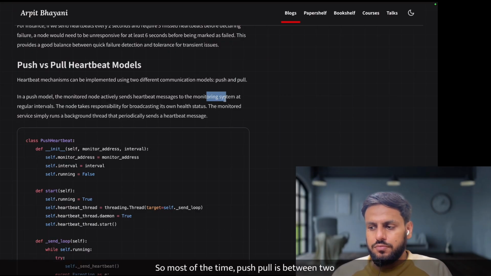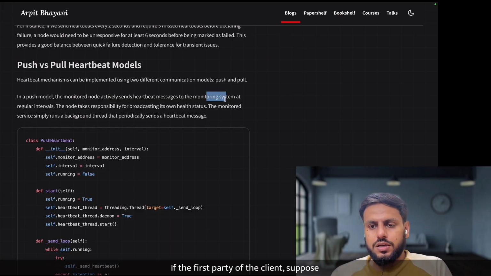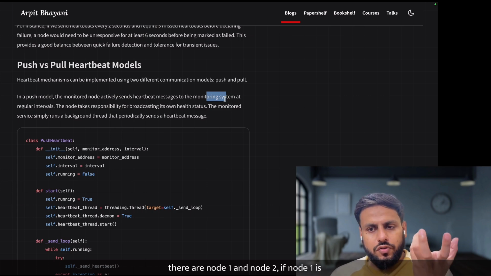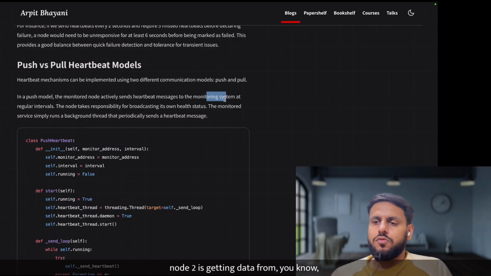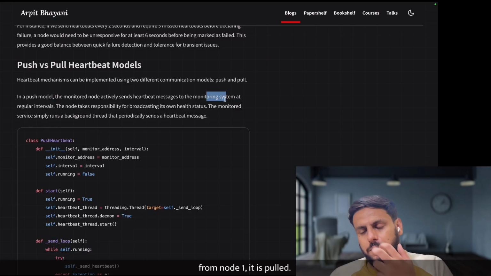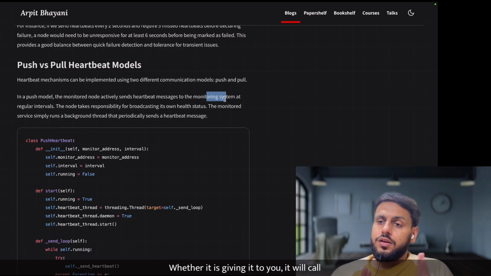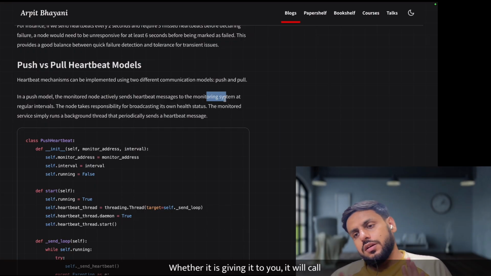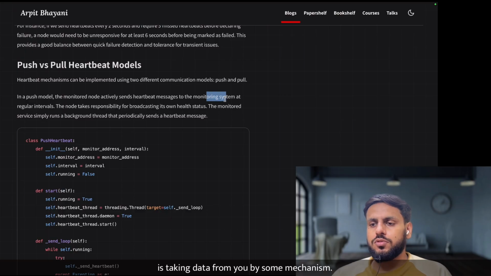So most of the time, push and pull is between two items. Suppose there are node 1 and node 2. If node 1 is sending data to node 2, then it is push. And if node 2 is getting data from node 1, it is pull. The core idea is there. Data is residing with node 1. Whether it is giving it to you, we call it push. And if node 2 is taking data from you by some mechanism, it comes under pull.